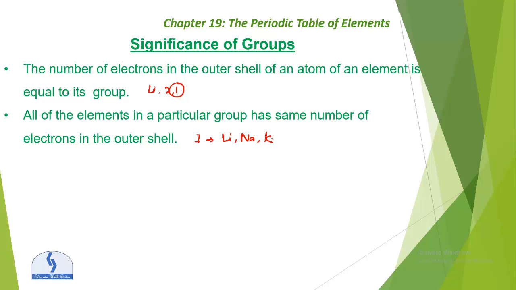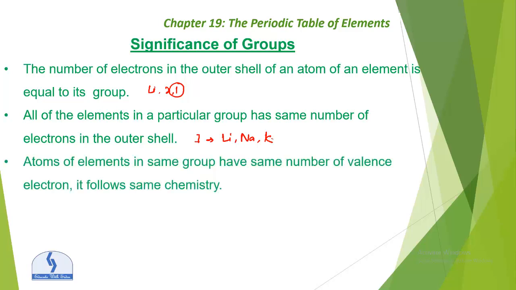Now, atoms of elements in the same group have the same number of valence electrons. They follow the same chemistry. As I have already told, lithium has 1 electron in the outermost shell, and sodium also has 1 electron in the outermost shell. They are both in the same group, that is group number 1.